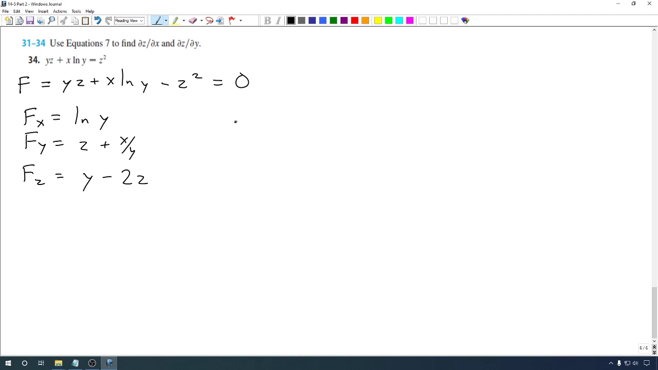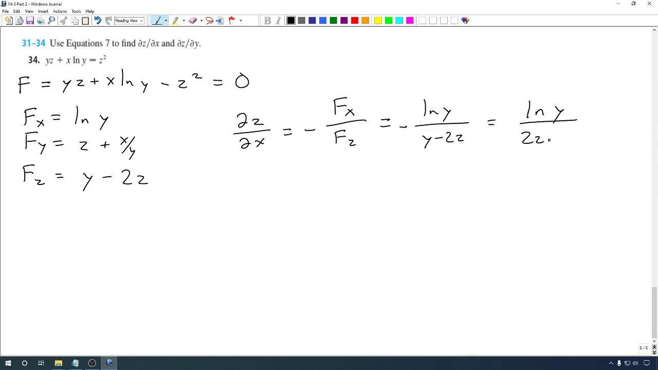If we go ahead and write down our derivatives of z with respect to x and y, derivative of z with respect to x is the negative of f sub x over f sub z. So f sub x is ln of y. F sub z is y minus 2z. And I forgot that negative. I'm going to go ahead and use that negative and just switch the order of this difference. So we have ln of y over 2z minus y.